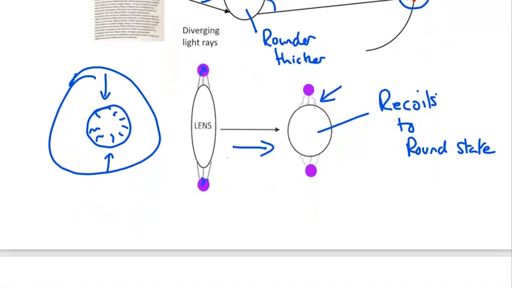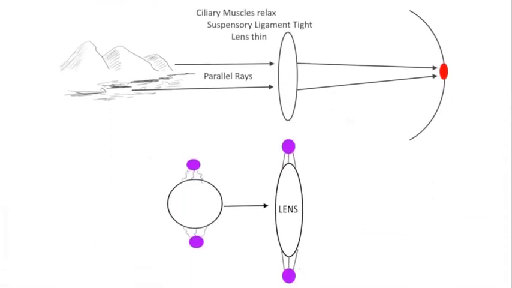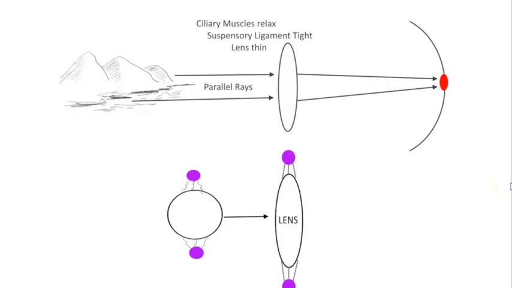Let's take a look at when we look at a distant object. For a distant object, the rays of light coming from it are much more parallel, and the degree of bend required to bring it to focus onto the fovea is considerably less, and so therefore we need a thin lens. In order to get the thin lens, we need to effectively pull the lens in this direction here, and that pulling effect is created by the suspensory ligaments.